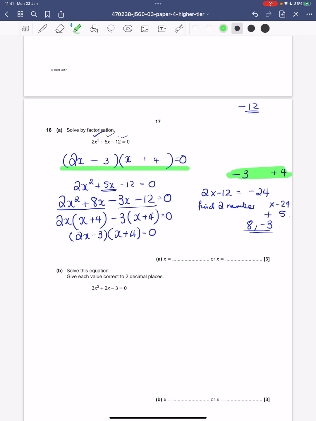You either do it that way, which is looking at every possibility, or this is an algorithmic way of finding the answers. This way is probably quicker. So, yeah, now I'm going to rub that out.